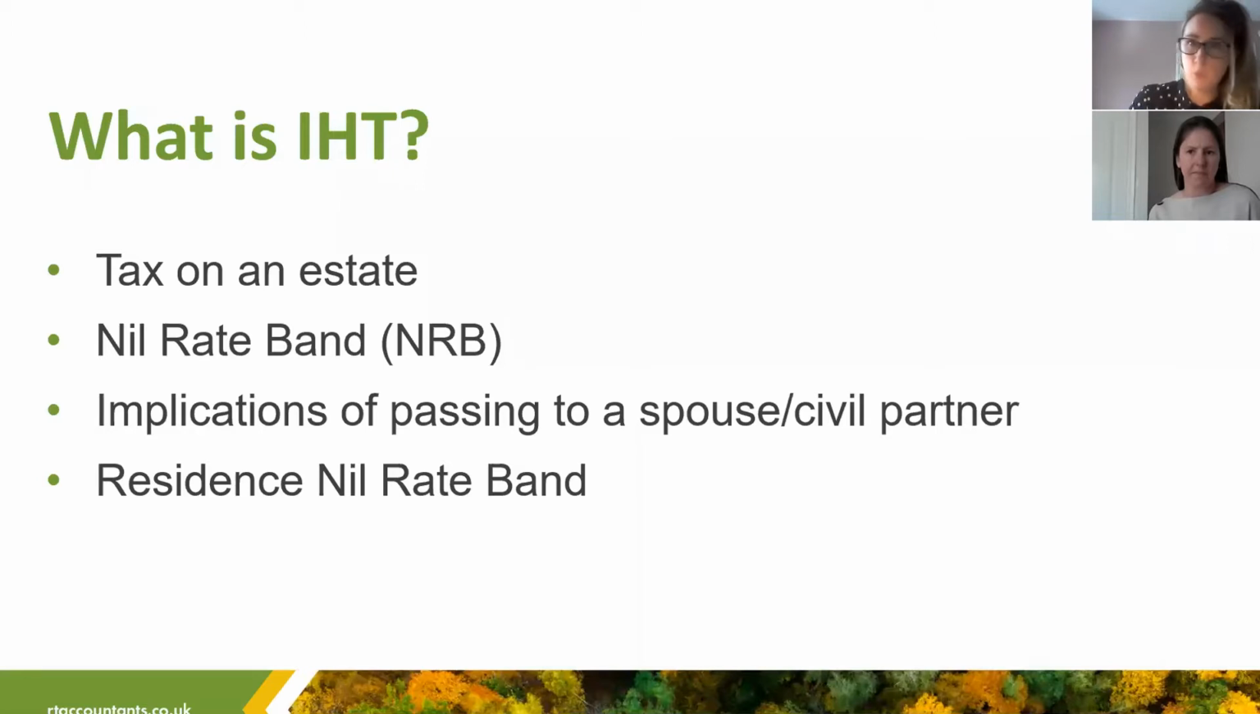So let's get started. What is inheritance tax? IHT is the tax on an estate when someone passes away. All of their assets, their cash, their properties go into a person's estate, and then the value of that is what you are taxed on, unless it falls within the nil rate band. The nil rate band is currently £325,000. So anything below this, no inheritance tax to pay. If it is over that amount, then there is potentially inheritance tax to pay.